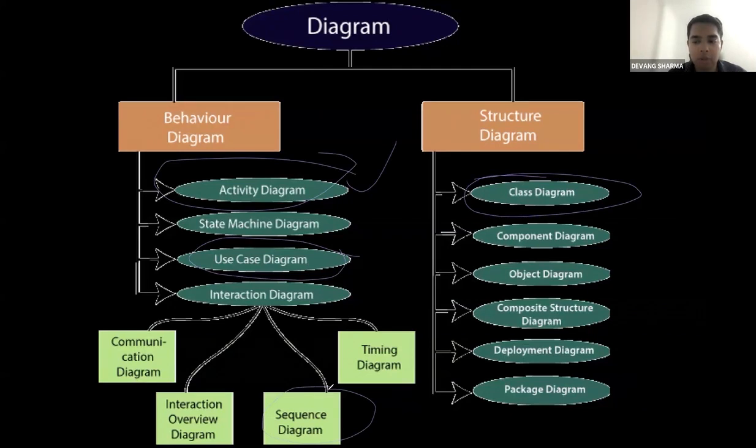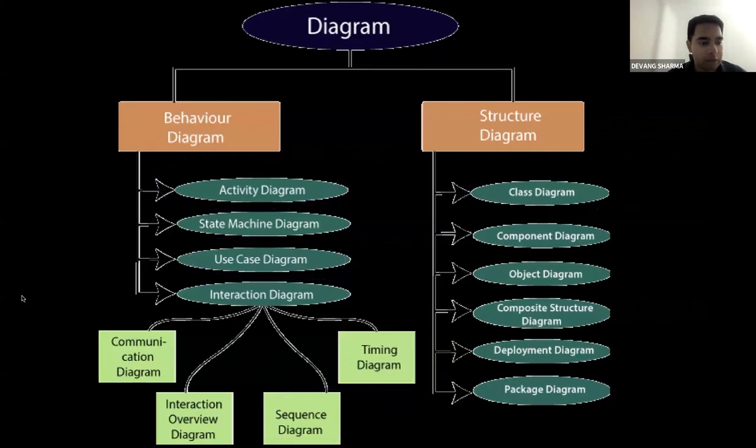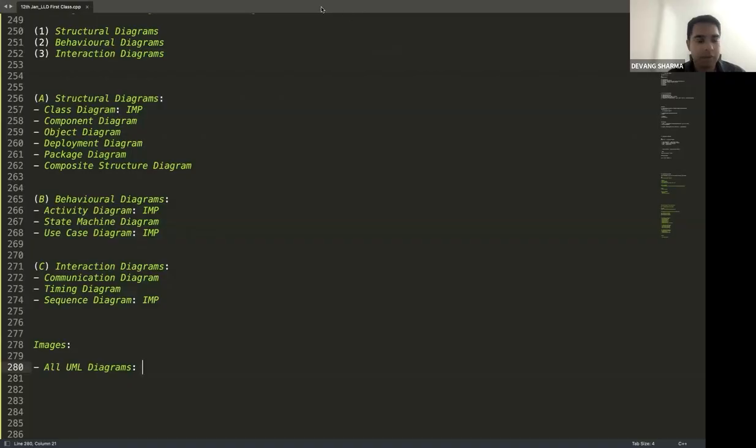This part clear to all UML diagrams? Come on guys, be quick. This part clear to all? Okay. If this part is clear, now let me take you to other diagram. I'll share this image. So all UML diagrams, this is what we just covered. I'll mark it as done.